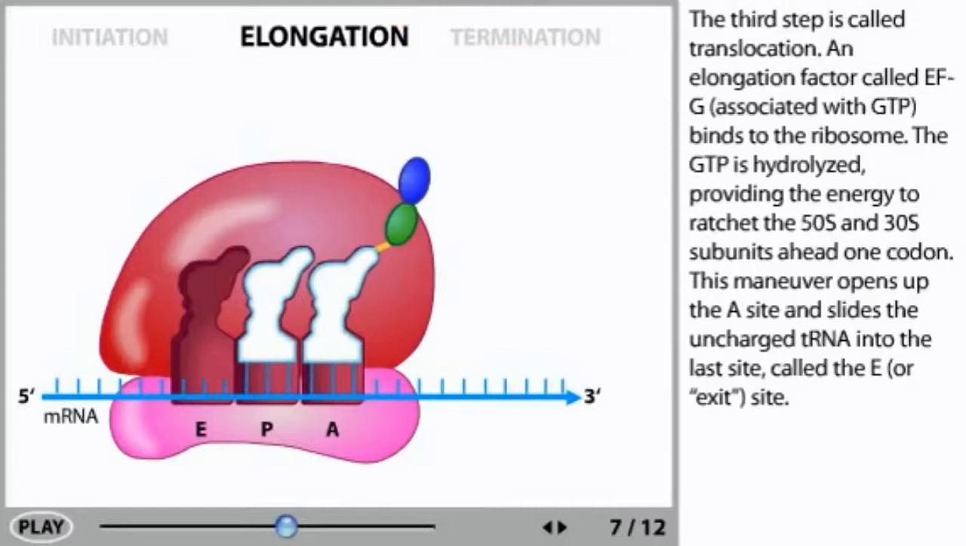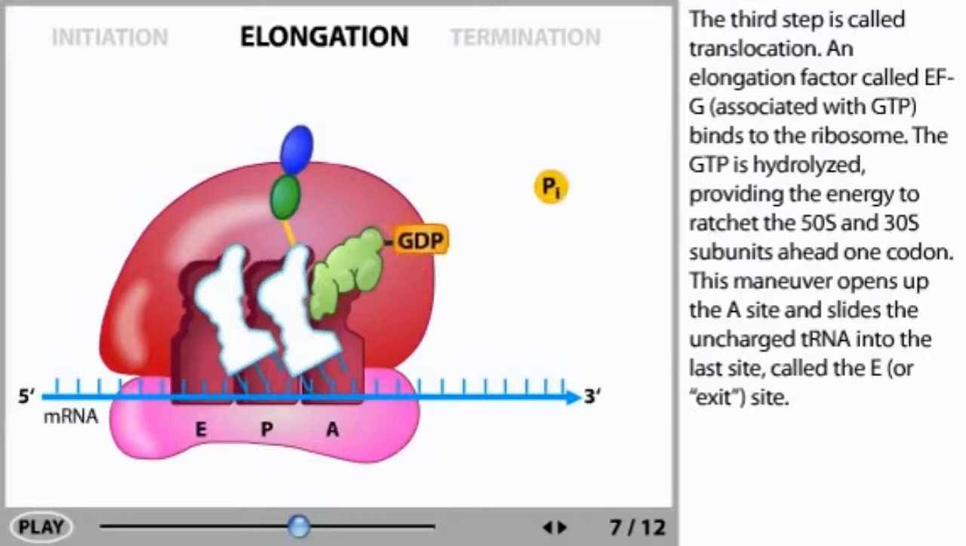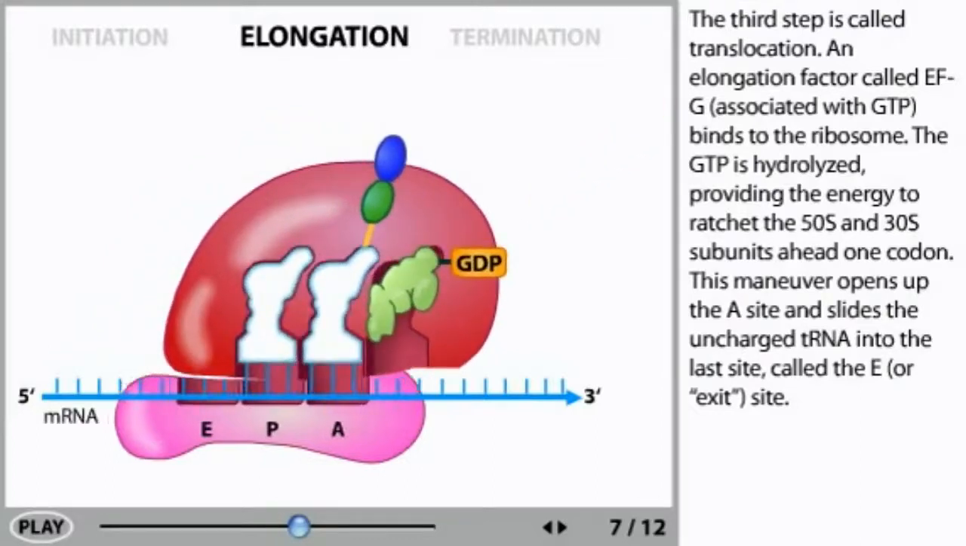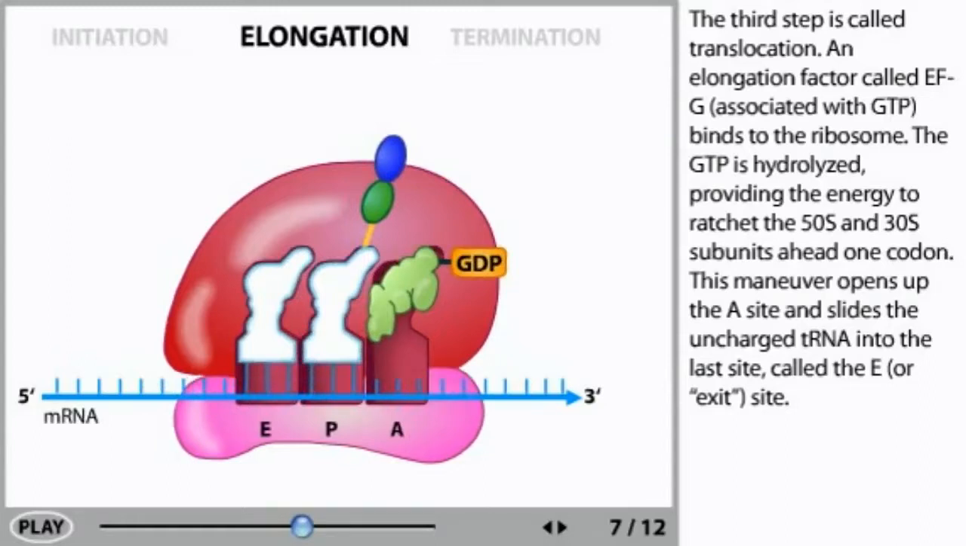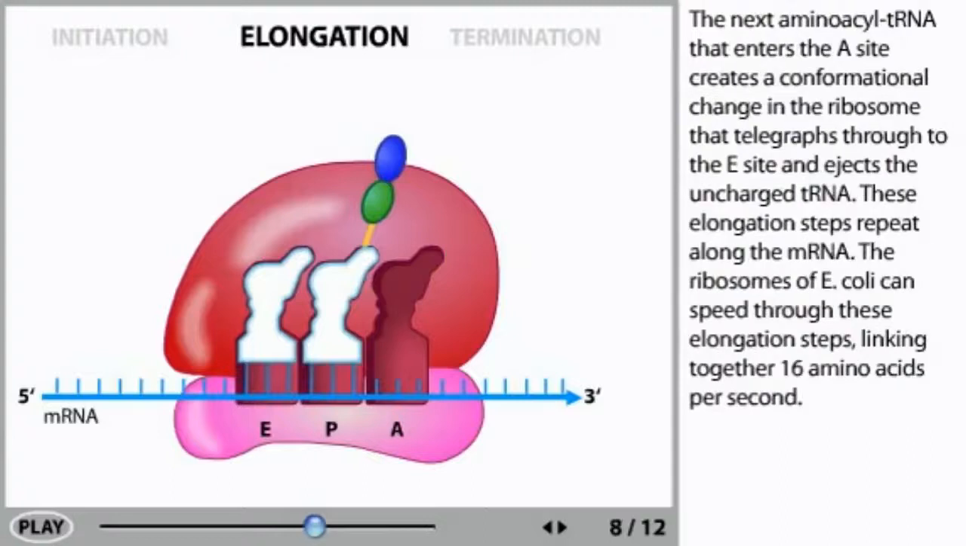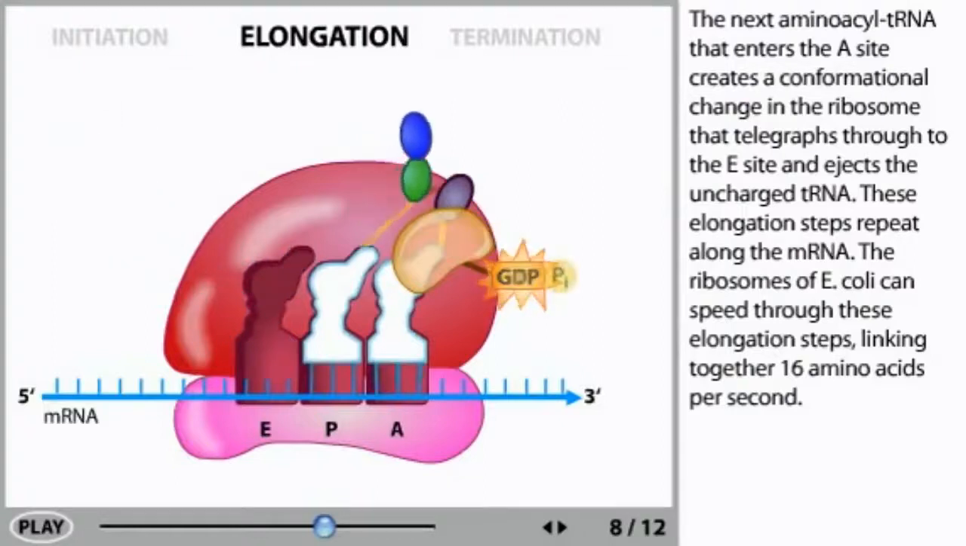The third step is called translocation. An elongation factor called EFG, associated with GTP, binds to the ribosome. The GTP is hydrolyzed, providing the energy to ratchet the 50S and 30S subunits ahead one codon. This maneuver opens up the A site and slides the uncharged tRNA into the last site, called the E or exit site. The next aminoacyl tRNA that enters the A site creates a conformational change in the ribosome that telegraphs through to the E site and ejects the uncharged tRNA.